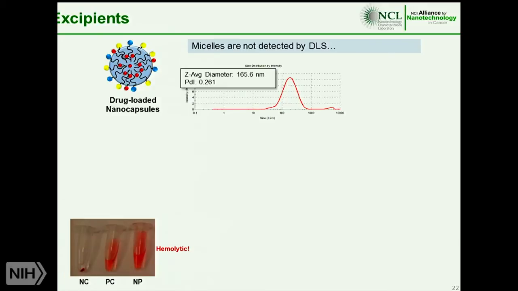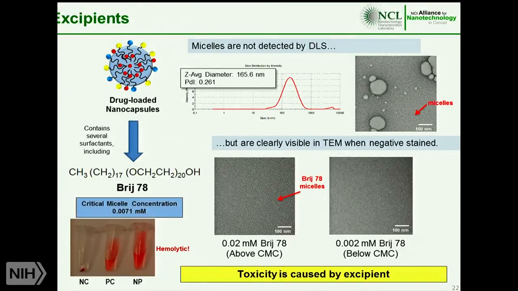Then our chemistry group did physicochemical characterization, and when they performed dynamic light scattering analysis of these nanocapsules, they detected a micelle with a size of approximately 165 nanometers, which was expected theoretically for these particles. But then the same formulation was analyzed by transmission electron microscopy. In addition to the nanocapsules, they also detected micelles.